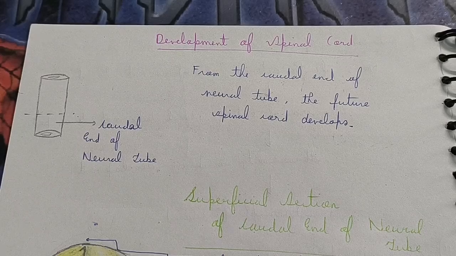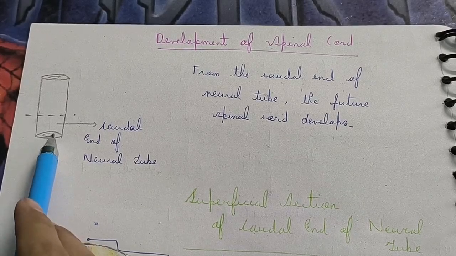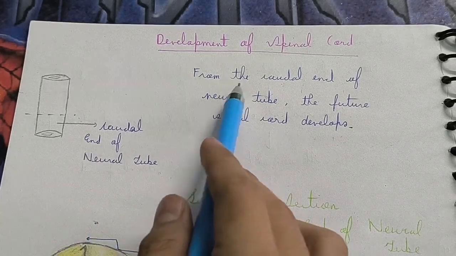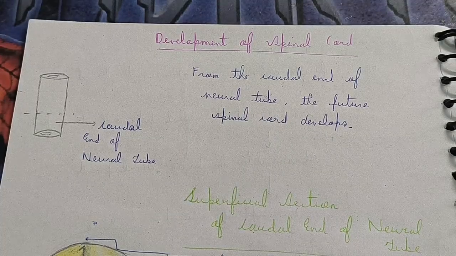Today's video is about development of the spinal cord. As you already know, this is the caudal end of the neural tube, and from this caudal end of the neural tube the spinal cord will develop. Therefore I have written that from the caudal end of the neural tube the future spinal cord develops.